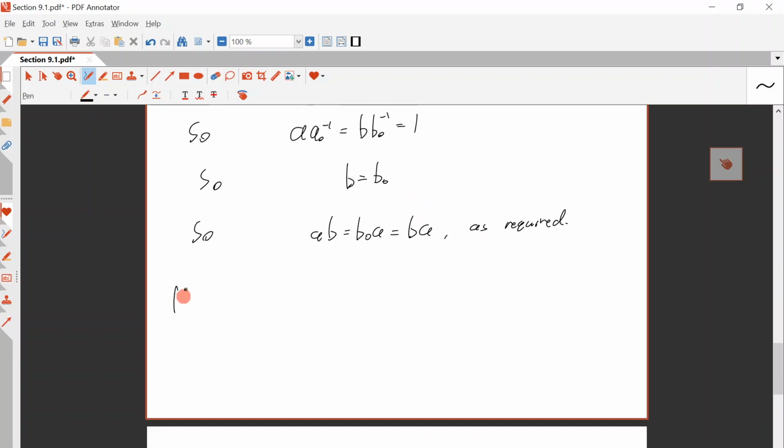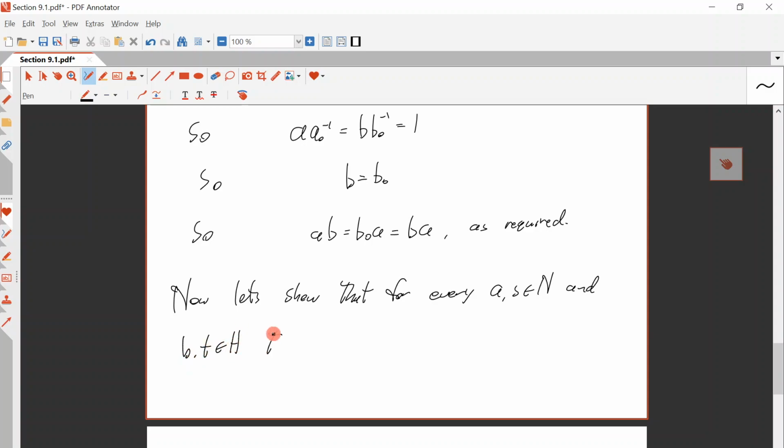Okay, now, let's show that for every A, S in N and B, T in H, AB is equal to ST if and only if A is equal to S and B is equal to T.